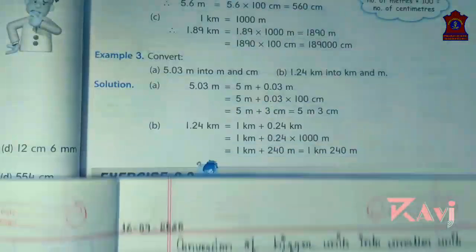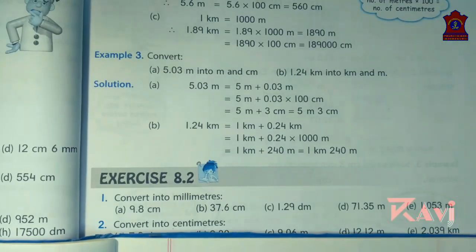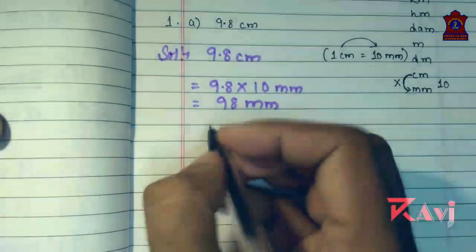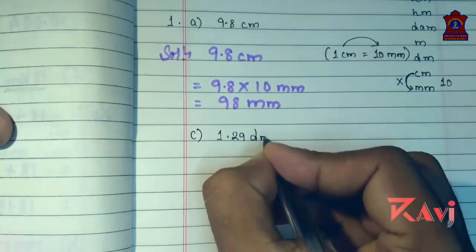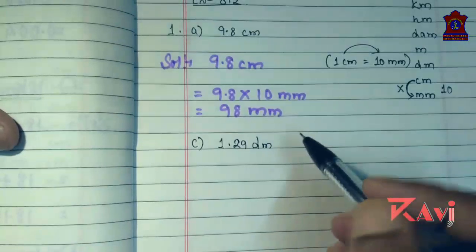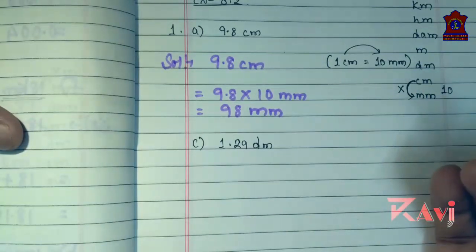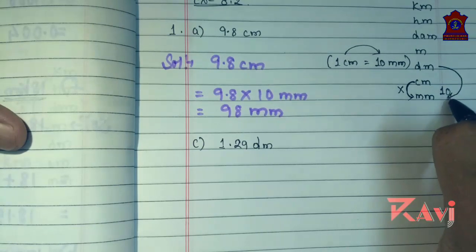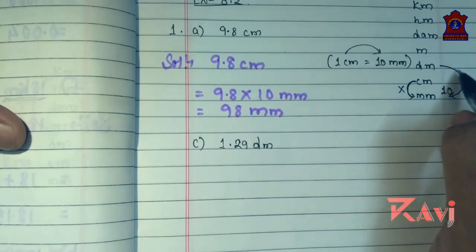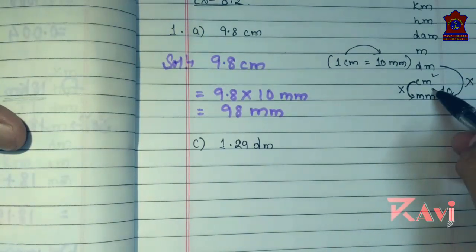Okay, let's do one more question from this part. Question number C, 1.29 decimeter. See here, we are converting from decimeter to millimeter. Again we are moving from bigger to smaller. Again what you need to do? Multiplication. See the difference, 10 into 10, 100.